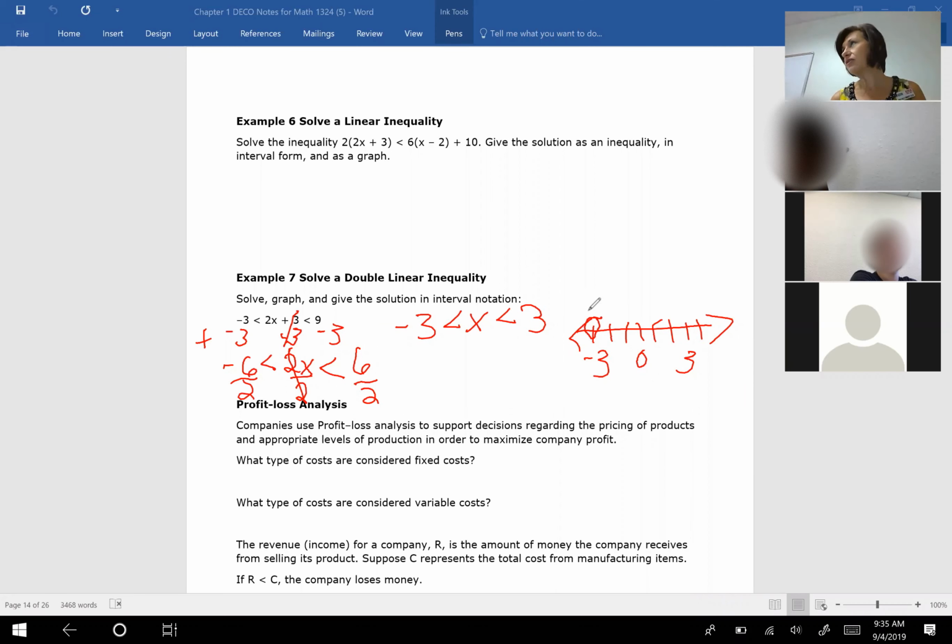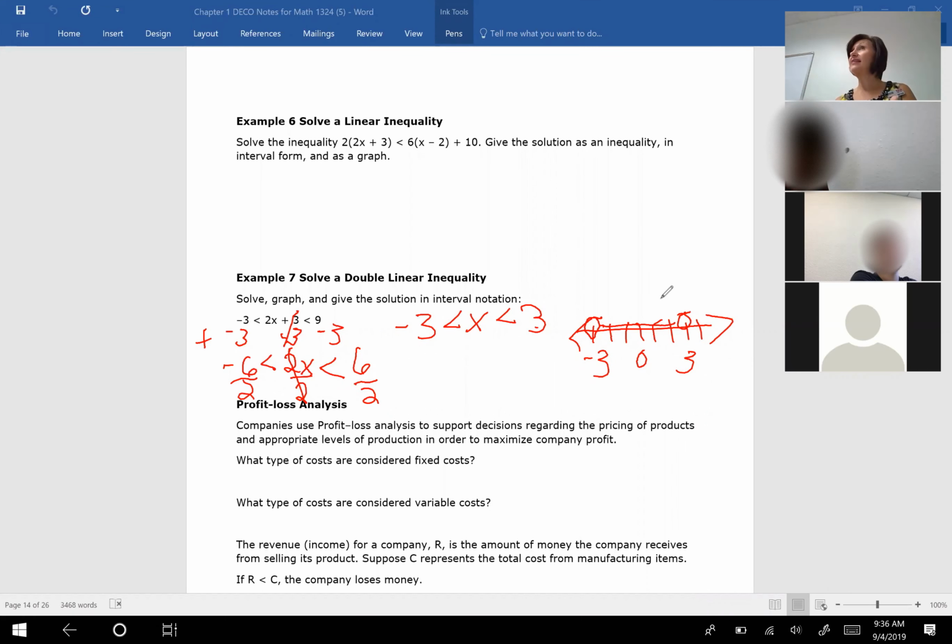Why would I not color it in? Because I don't have an or equal to. If I had an or equal to, I would color it in. But since I don't have one, I'm going to leave it open. And then I'm going to do the same thing at 3. And since all of my values that are solutions are between, then I connect those two open circles. That's the way the graph would look, because everything that's a solution has to be between -3 and +3.